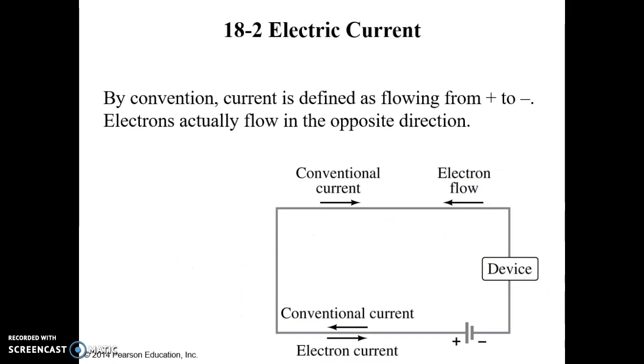By convention, current is defined as flowing from positive to negative. Electrons, though, actually flow in the opposite direction. So think of all circuit diagrams we'll deal with as current flowing from positive to negative, but just technically know it's the other way around.